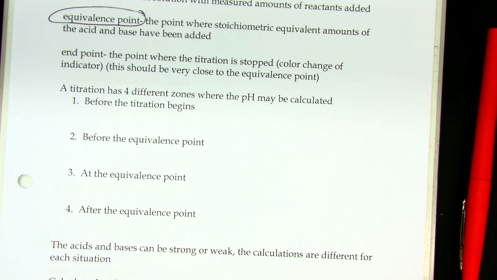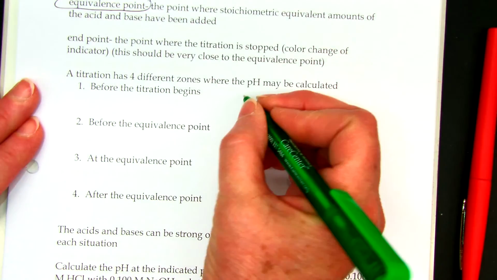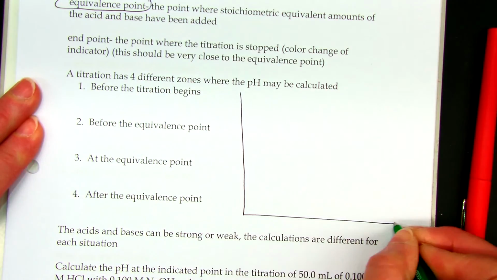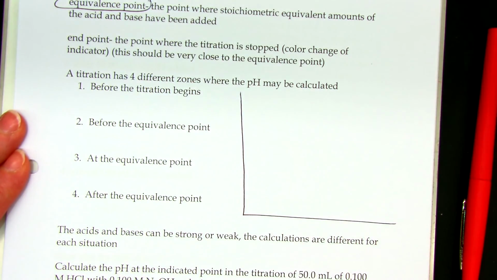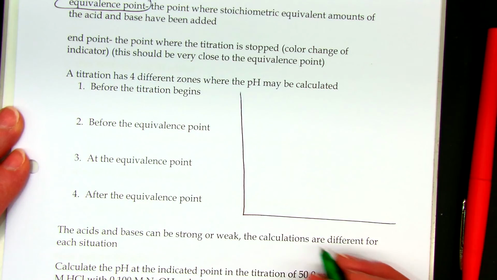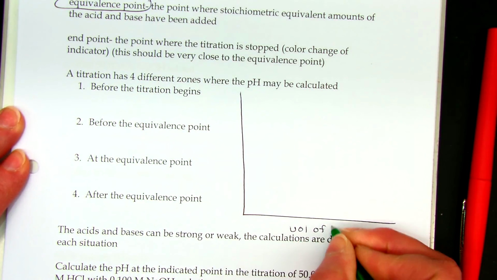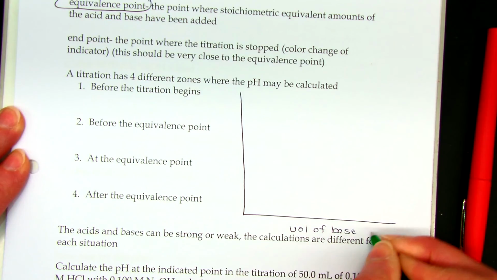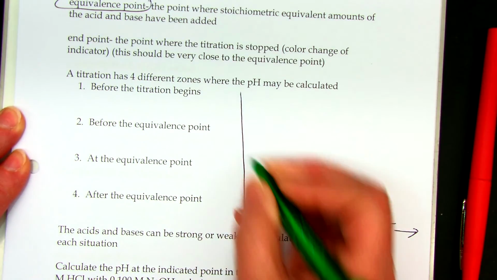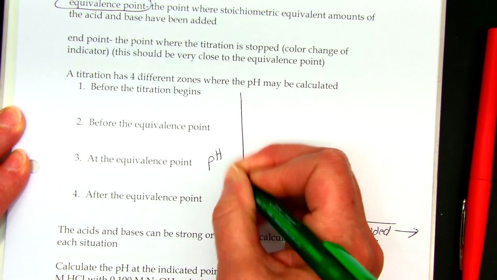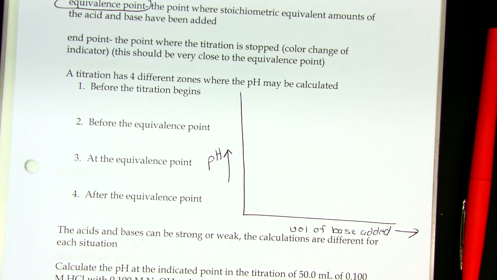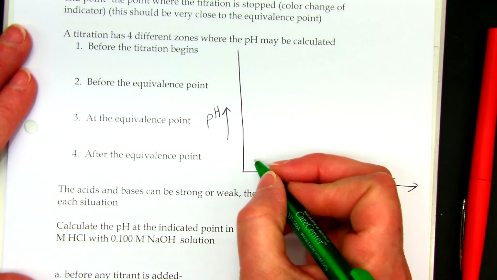So when we think about a titration, they have 4 different zones. Typically, we look at titrating where we have an acid in the beaker and we're adding a base. And so we're looking at the volume of the base that's being added. That's increasing on the x-axis, and the pH is increasing on the y-axis. And most of the time, we'll have titration curves that look like this.